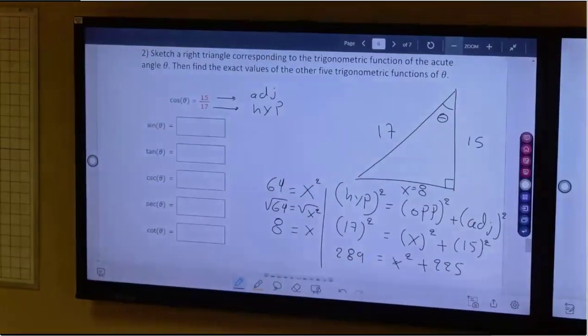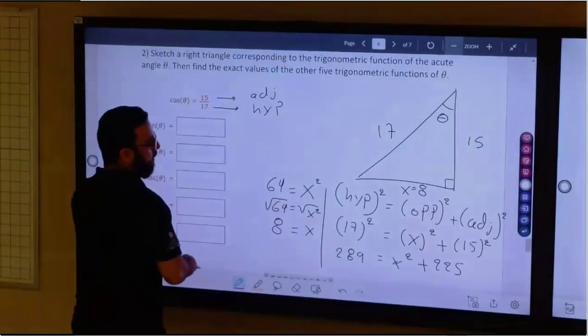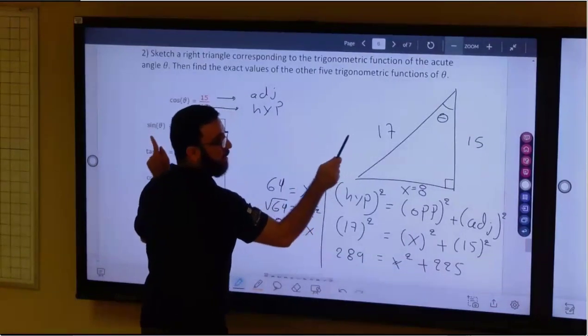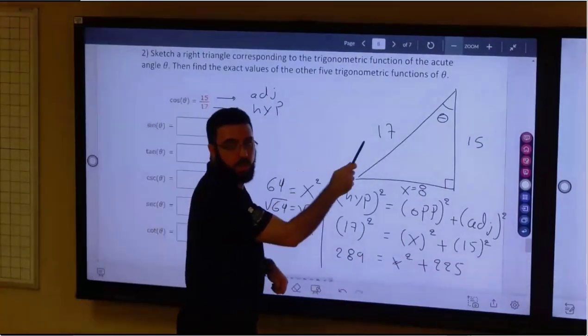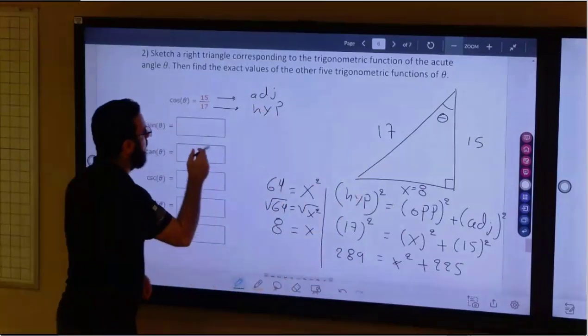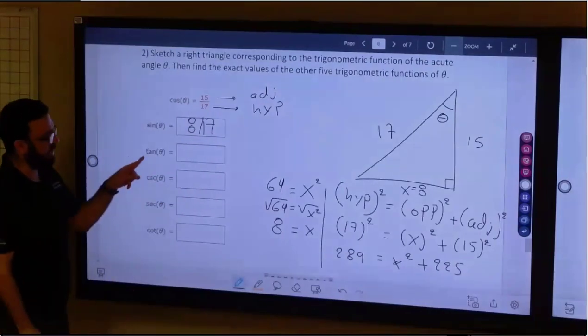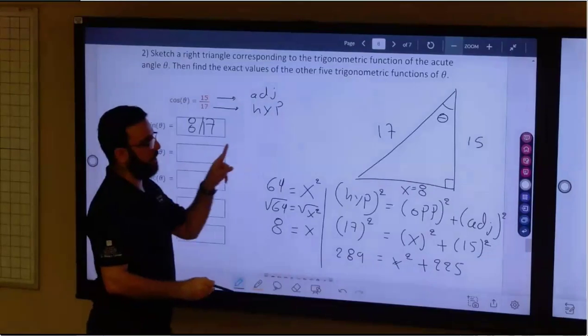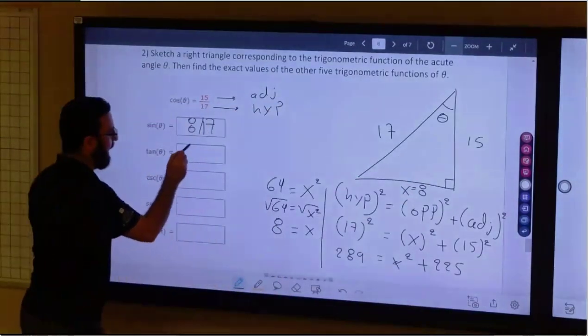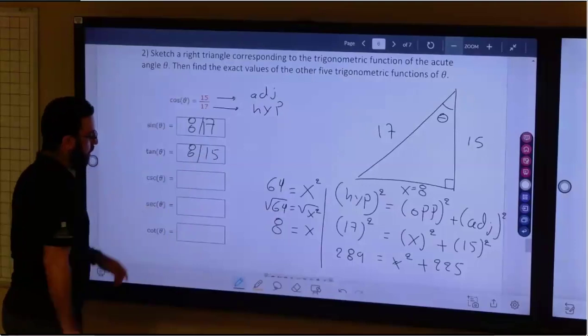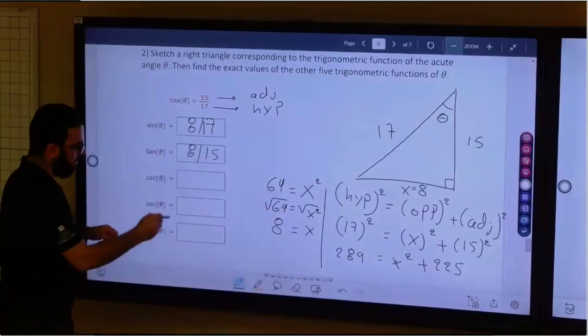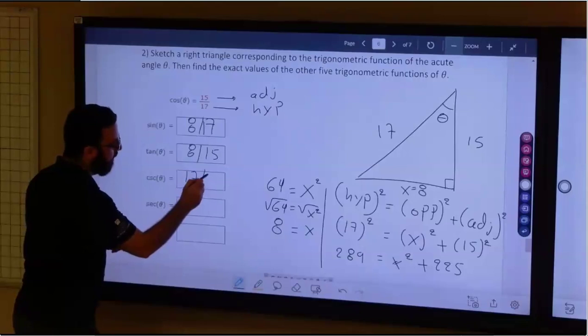Now, when you find the value of X, everything is plug and play. Just use the rule. Now, what's the sine? Where is the opposite? 8 over 17. What's the tangent? Opposite over adjacent. It's going to be 8 over 15. What's the cosecant? 17 over 8, the reciprocal of the sine.